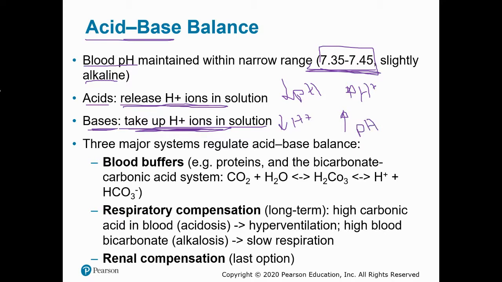So how do our bodies regulate the acid-base balance in the blood? The 2 major ways are blood buffers and respiratory compensation. Blood buffers are basically things that are in the blood that can easily go between an acid state and a basic state. So proteins are one type of blood buffer. There's also the bicarbonate carbonic acid system.